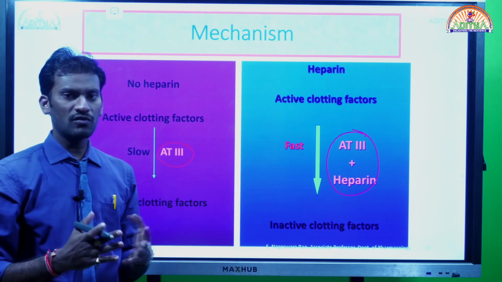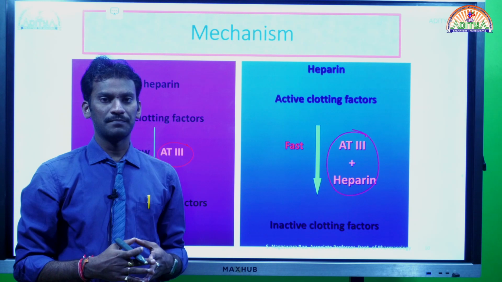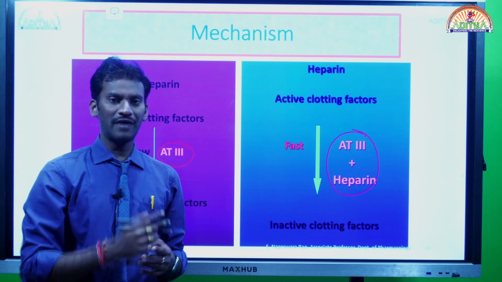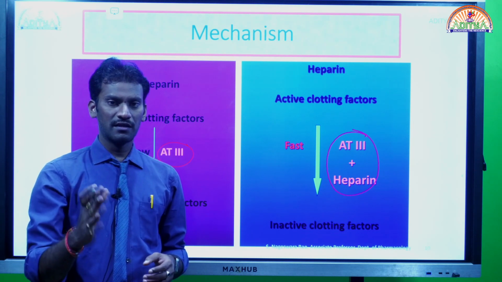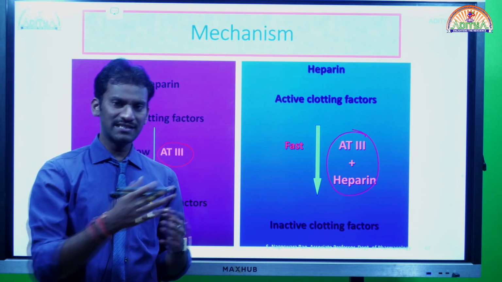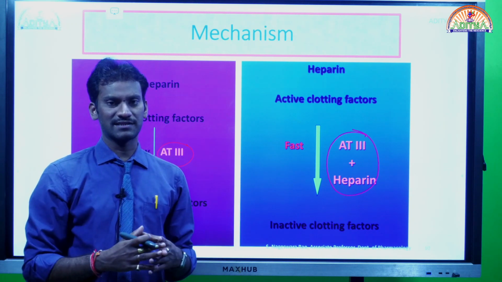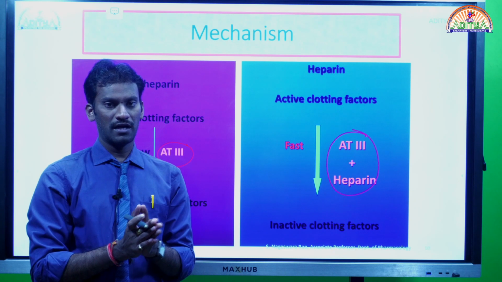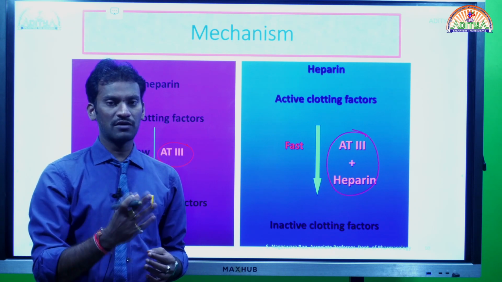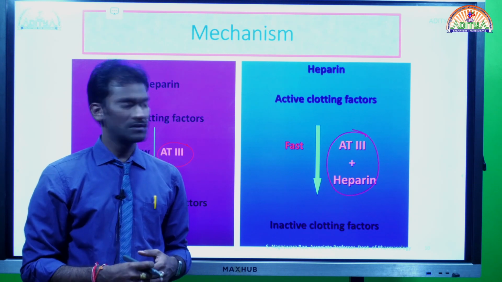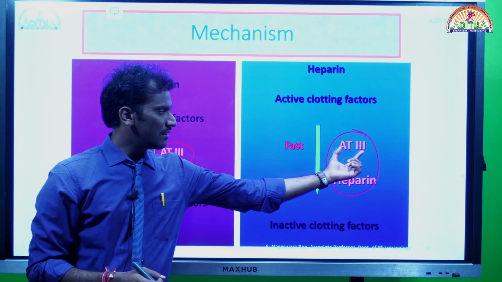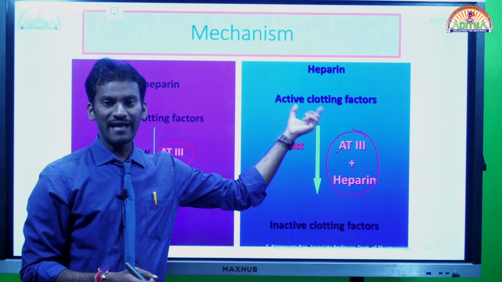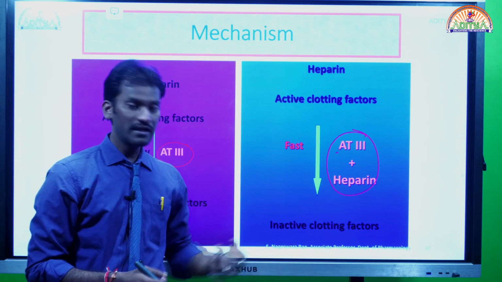In our body all the clotting factors are there, but they are present in the inactivated form. When there is any activation, it is a series of cascade reactions. If one factor is activated, it activates another factor, and that activated factor activates another factor. So we need to inhibit the activation, or bring the activated clotting factor back to the inactivated clotting factor. So heparin, by combining with antithrombin 3, forms a complex that neutralizes the already activated clotting factors to the inactivated form.